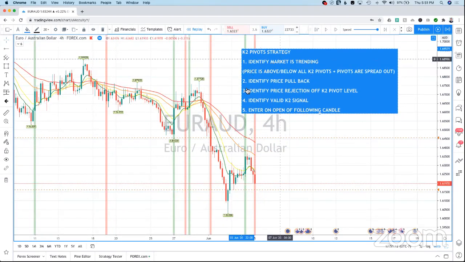Number one, we identified that the market was trending downwards. Next, we identified a pullback in the opposite direction, because price was trending down, pulled back upwards. Next, we identified a rejection of a K2 pivot level. Like I said, it doesn't have to reject directly off the level. It just has to be a nice rejection. It can't just be a full red candle. That's not going to be a strong rejection. We have wicks right here.